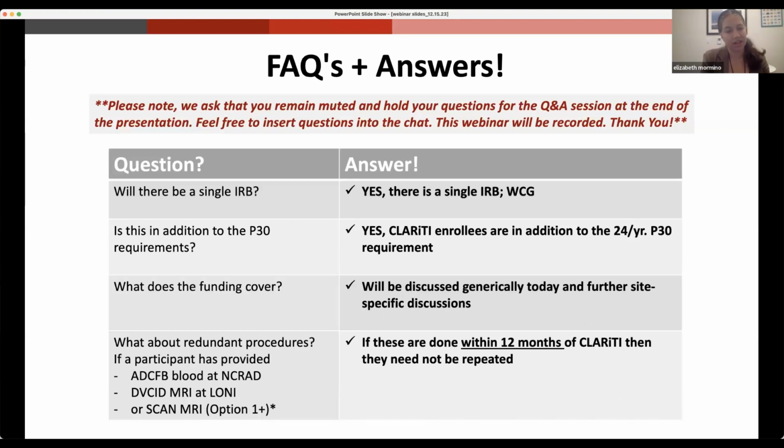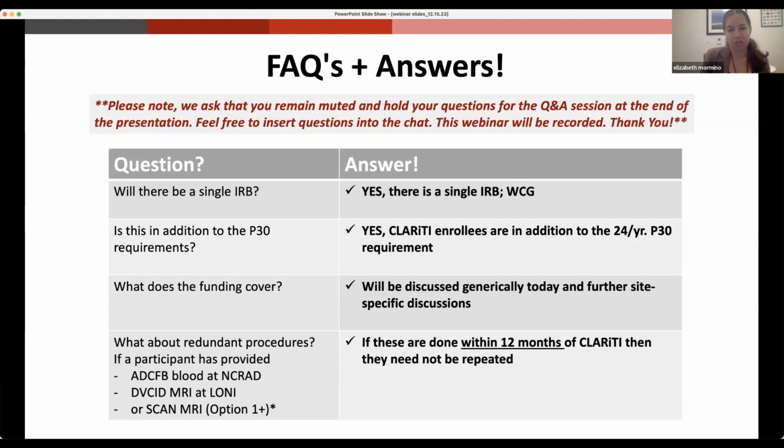Another question has to do with the P30 requirements. So this has caused a lot of confusion. And yes, the CLARiTI enrollees are in addition to the P30 requirements of 24 participants with ATN imaging per year. So everything we do with CLARiTI, all the CLARiTI enrollees are on top of that expectation from the P30. We've had a lot of questions about funding. Sterling is going to be going over this today.